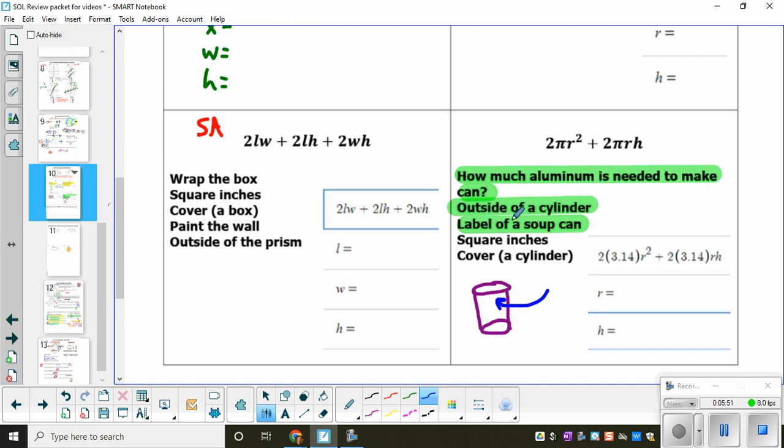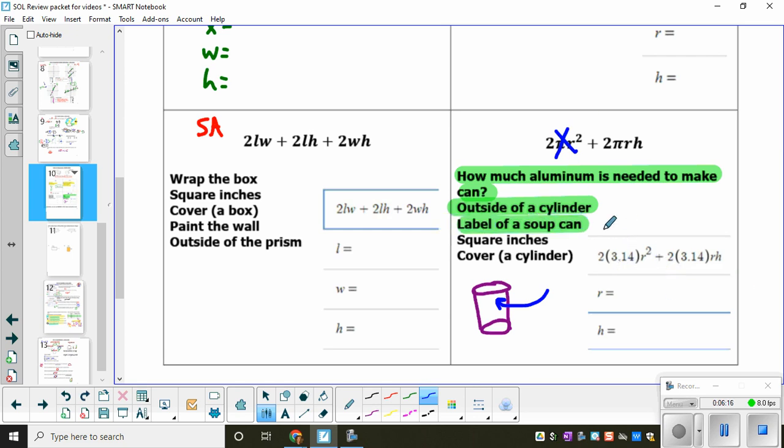So if it's talking about the amount of square inches that's needed for the label of a soup can, remember you don't need the pi r squared double, you don't need the top and bottom for that. If it's just for the label of the soup can, it's just this part of the formula, which is the weird curvy part on the outside. So just be on the lookout for problems like that when it's just asking for the label. Just be careful, you might not need a certain part of the formula.